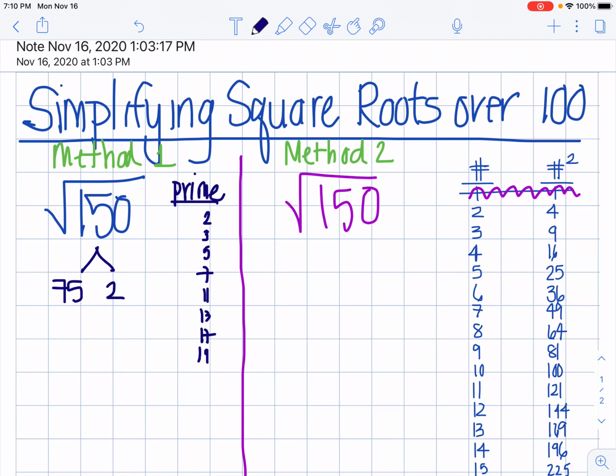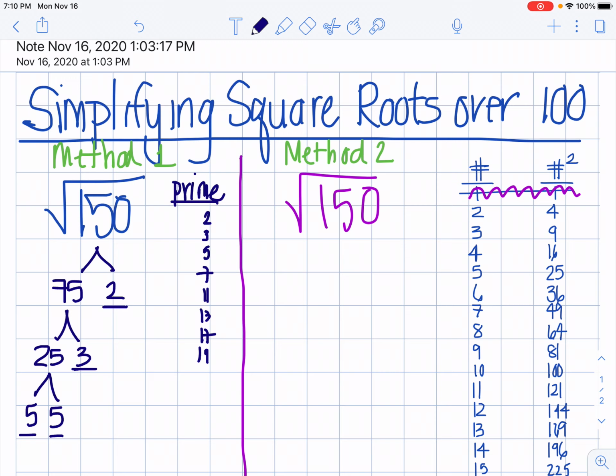Okay, so 2 is a prime number. When I get to a prime number, I underline it. Then I ask myself, what two numbers multiply to 75? Well, 25 times 3 multiplies to 75. I'm going to find any prime numbers that I have and underline them. And what multiplies to 25? 5 times 5. 5 is also a prime number, so I'm going to underline it.